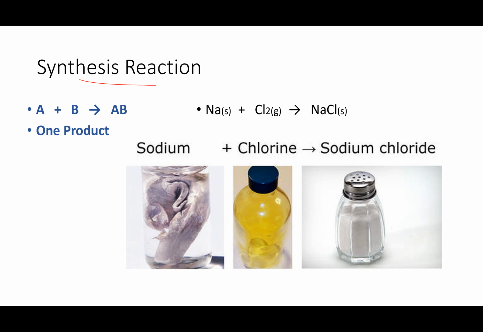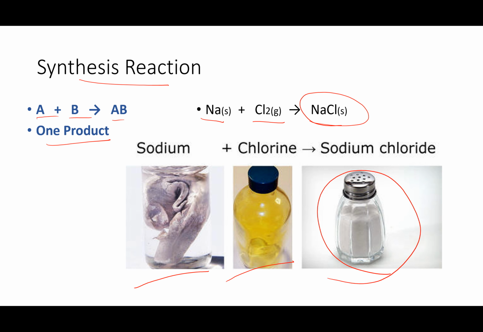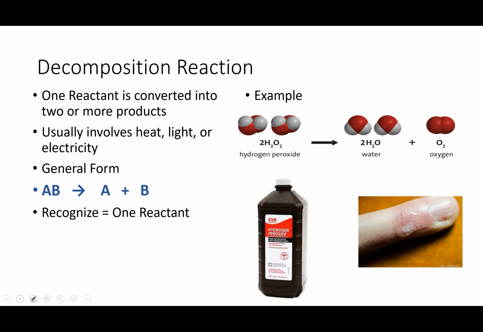Another example of a synthesis reaction is sodium plus chlorine gas to produce sodium chloride. We've talked about this reaction many times in the course. Again, how do you recognize it? One product. Multiple things come together to produce one. That soft group 1 sodium metal, that toxic, nasty chlorine gas, and lovely sodium chloride that is essential for life in small quantities and makes French fries extra yummy.